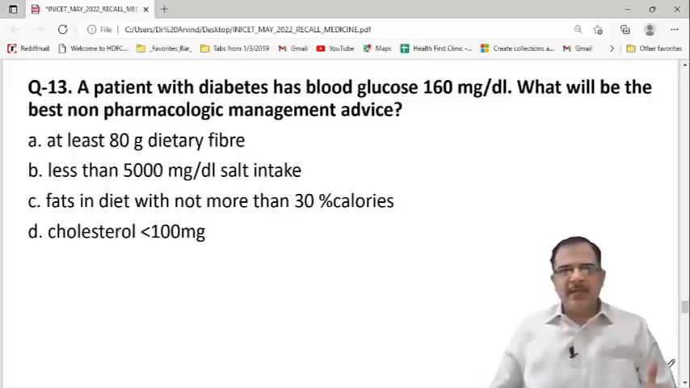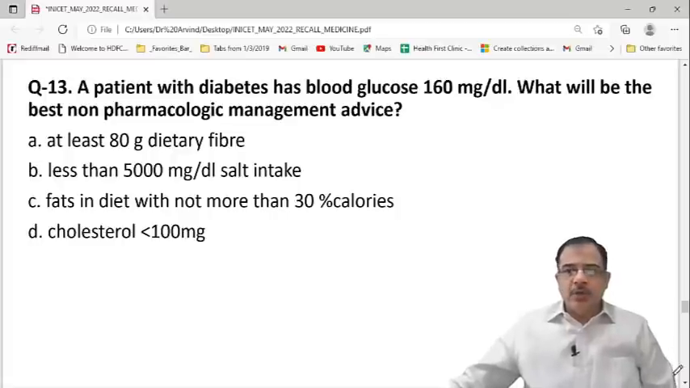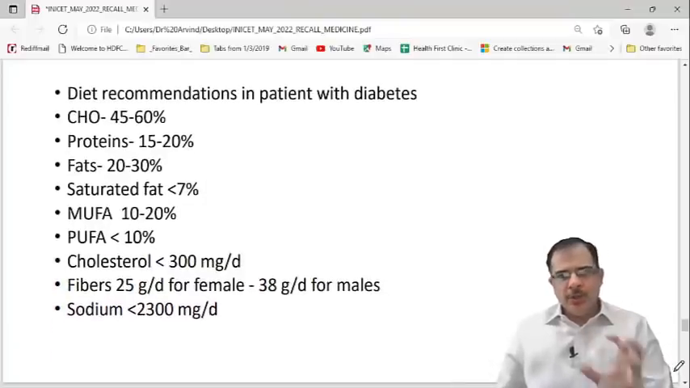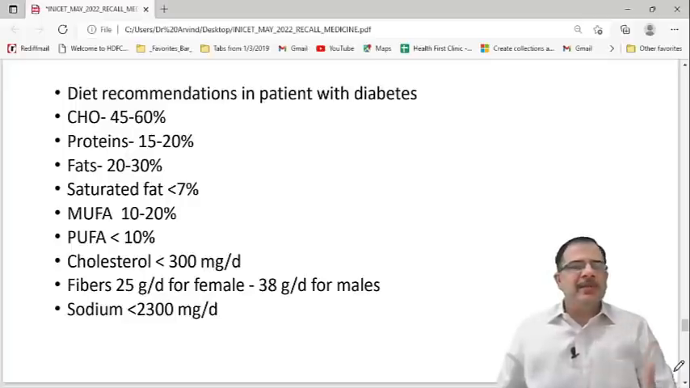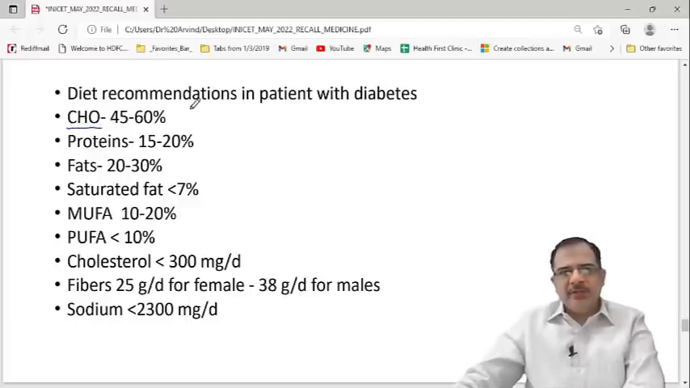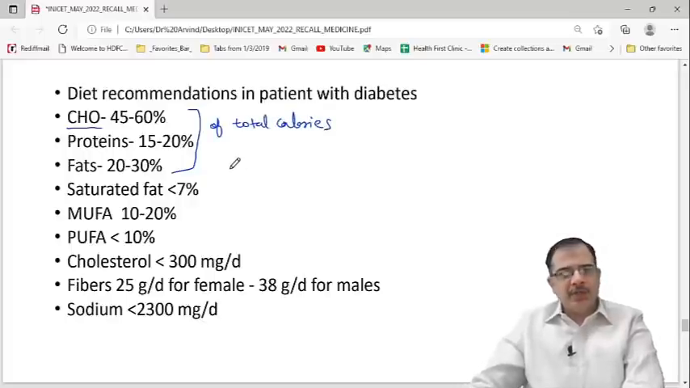So dietary fibers are mentioned, salt intake, fat in the diet, or cholesterol intake. So the recommendation for a diabetic patient is a very important question, not only for the exam but for the practical management of diabetes as well. So if we look at the carbohydrate, it will be 45 to 60% of total calories that we are giving to the patient. Protein 15 to 20 and fat 20 to 30%.